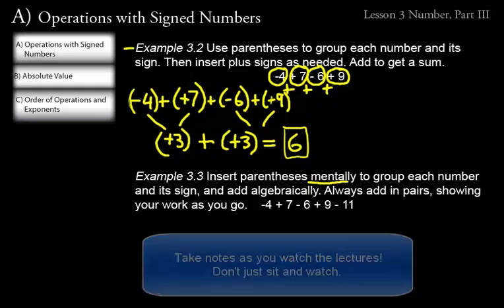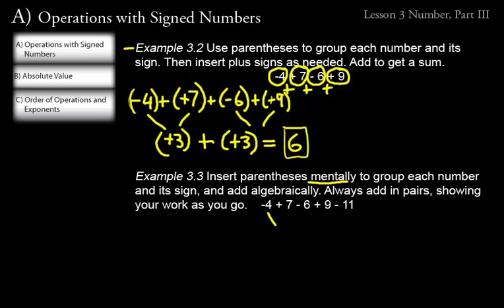So let's add in pairs. Let's add that negative 4 and 7. Let's add the negative 6 and 9, and then that negative 11, we'll just bring that down. So negative 4 and 7, we know that that's equal to positive 3. Negative 6 and 9 is also a positive 3. And then just bring the negative 11 down.